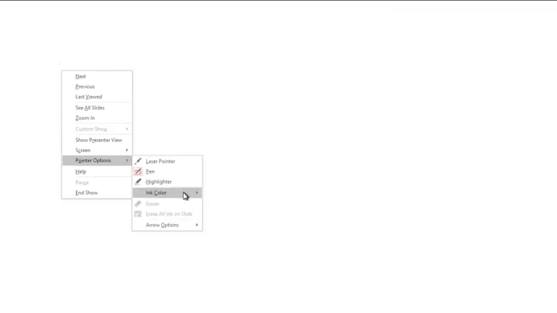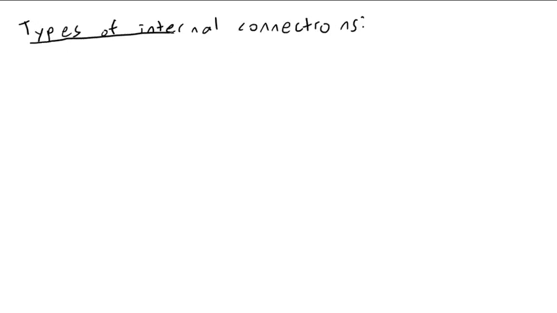Types of internal connections. I'll just go ahead and show them to you. But you probably won't see the fixed that often in this class, but just so you're aware of it. You're mainly going to see pins, but occasionally you might see a roller. Roller connections.